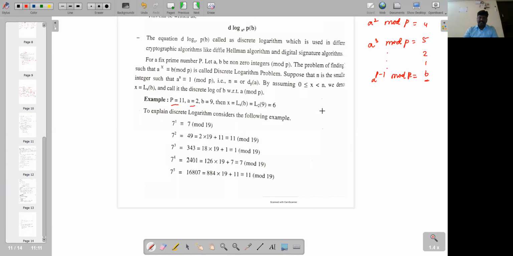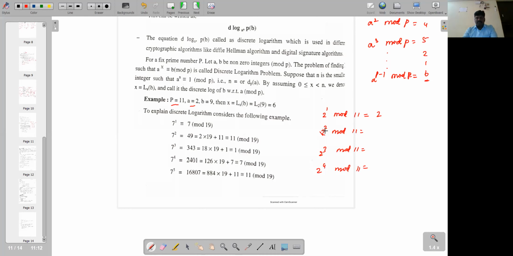How could I say that? So 2 power 1 mod 11, 2 power 2 mod 11, 2 power 3 mod 11, 2 power 4 mod 11. What is this 2 power 1 mod 11 which I'll get? 2, correct? 2 power 1 is equal to 2. So 2 mod 11 which is 2.